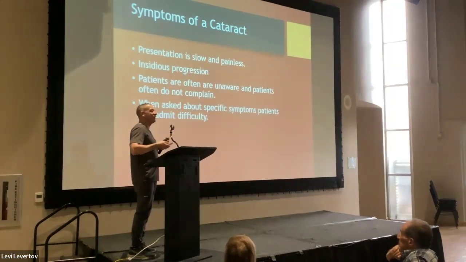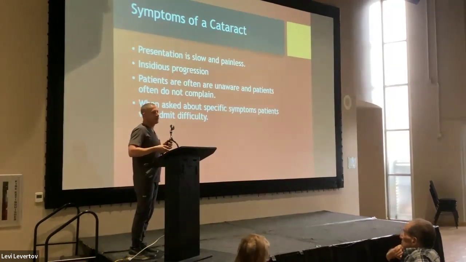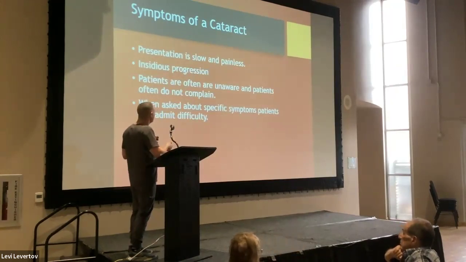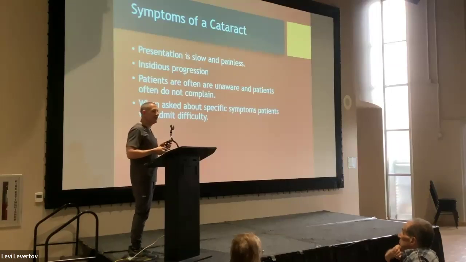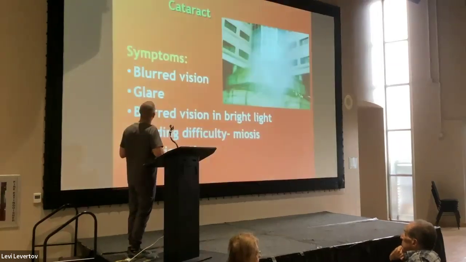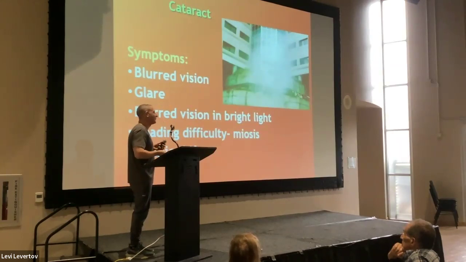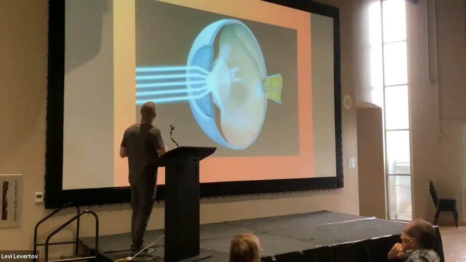And when patients are asked about symptoms, most people say it's glare at night and halos, or doc, my glasses are just not working. But sometimes people have a hard time explaining what they're not seeing. But these are what some of the symptoms look like: glare, blurred vision in a bright light, reading difficulties, and a myopic shift. Myopic shift simply means I can't see very well at distance like I used to.